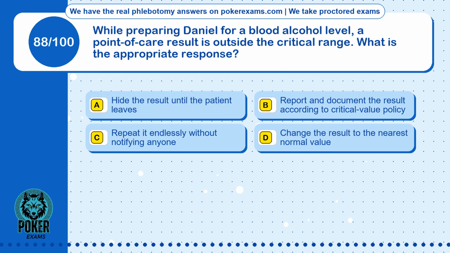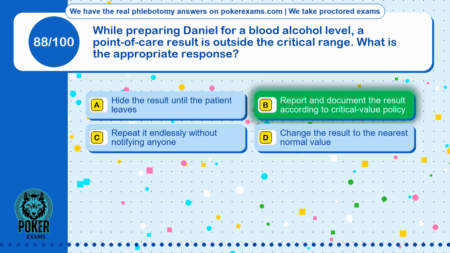Question 88. While preparing Daniel for a blood alcohol level, a point-of-care result is outside the critical range. What is the appropriate response? Option A. Hide the result until the patient leaves. Option B. Report and document the result according to critical value policy. Option C. Repeat it endlessly without notifying anyone. Option D. Change the result to the nearest normal value.